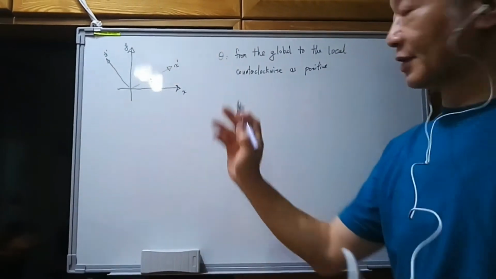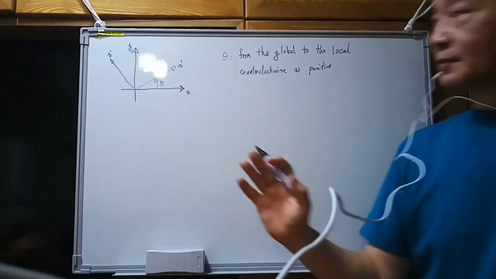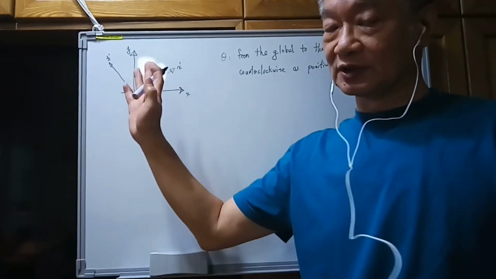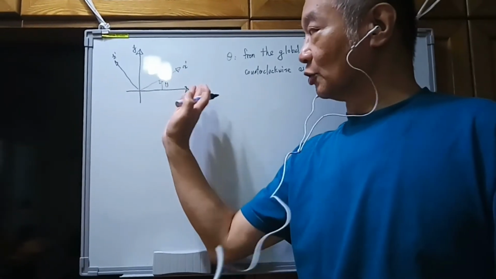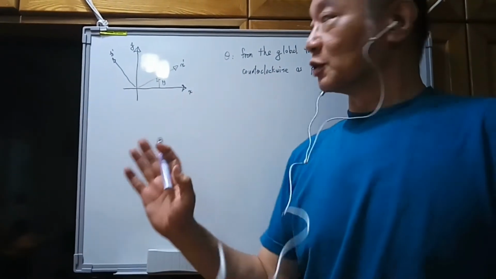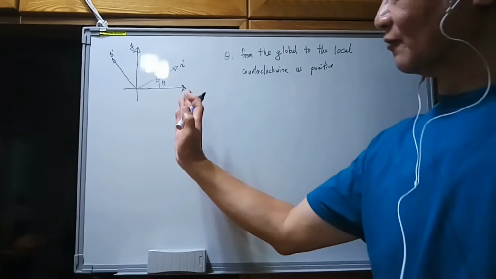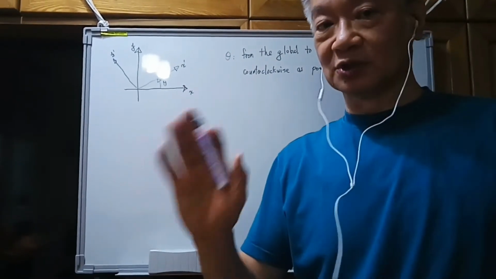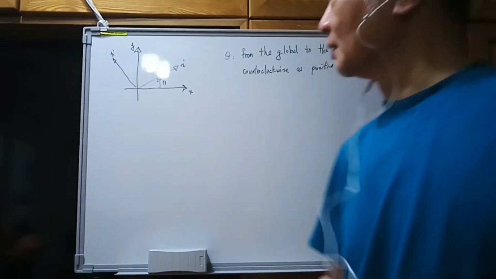Okay, so remember the definition of theta. The theta is the angle from the global x to the local x prime. And also we will define the theta: if it rotates counterclockwise, it will be a positive theta.